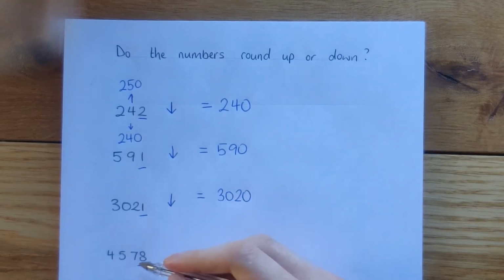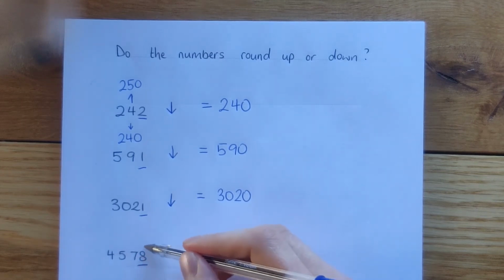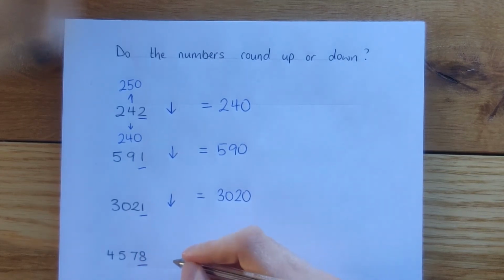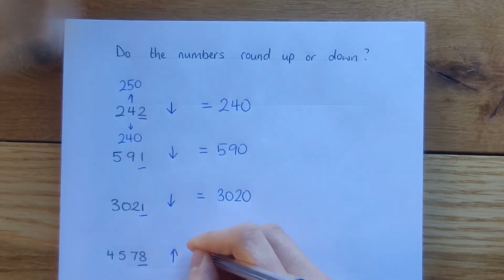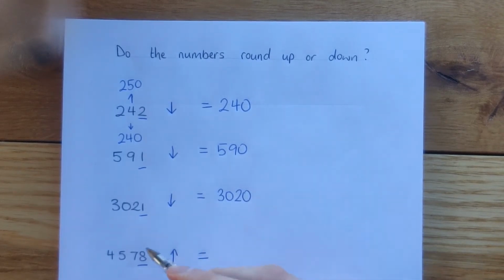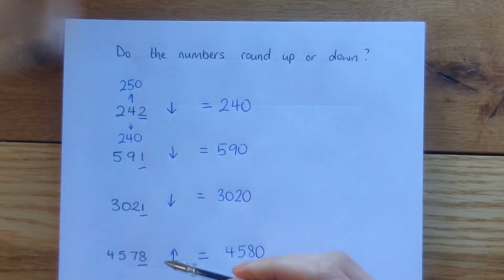Right, next one. This time you might notice that the units column, we have an 8 in the units column. 8 is more than 5, it's greater than 5, so we're going to be rounding up to the next 10, to the closest 10. The number is 4,578. Have a think in your heads, what might it be? It is going to be 4,580. We've gone up to the next 10 after 4,570.